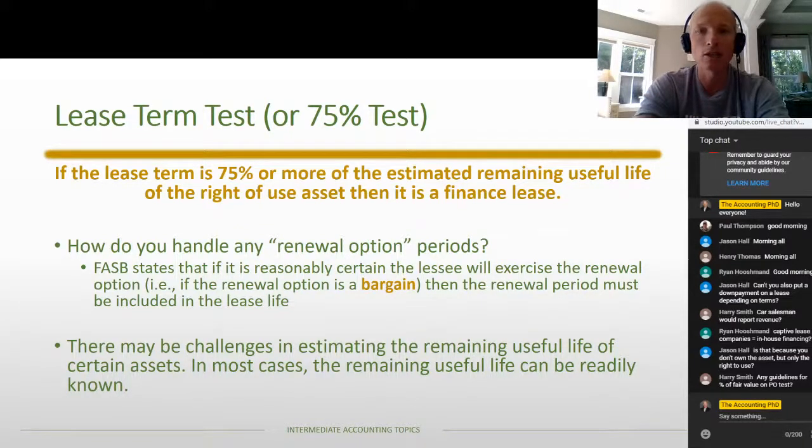Again, it doesn't mean that it's not a finance lease. It just means that this specific test would not trigger a finance lease. Again, these are guidelines, not rules, but again, in this class, we're going to treat them as rules.